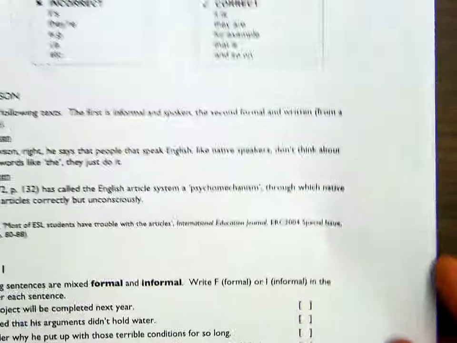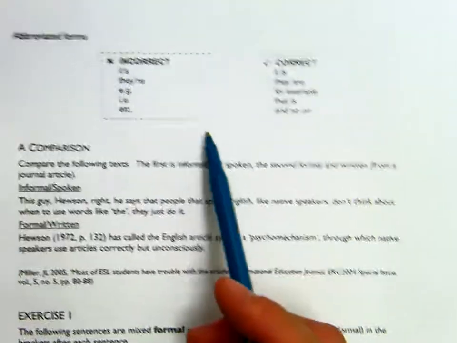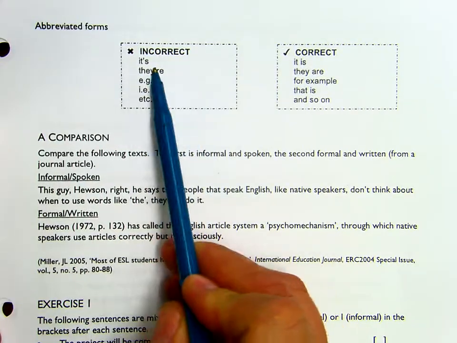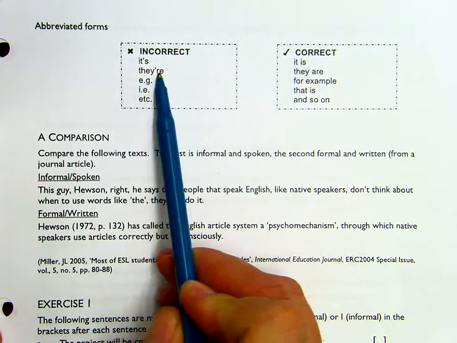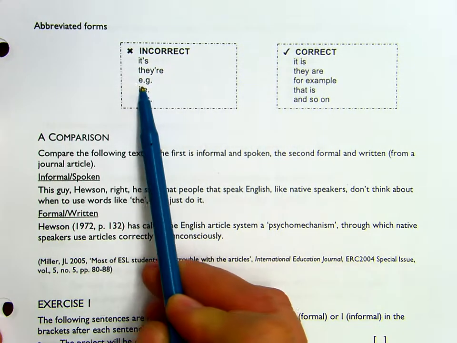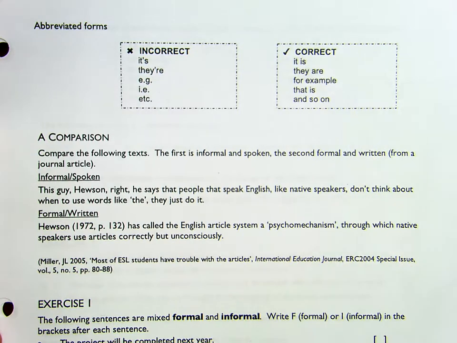You also don't want to use abbreviated forms. Like "it's," say "it is." "They're," say "they are." "E.g.," say "for example."